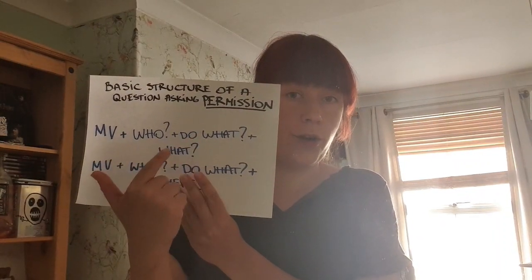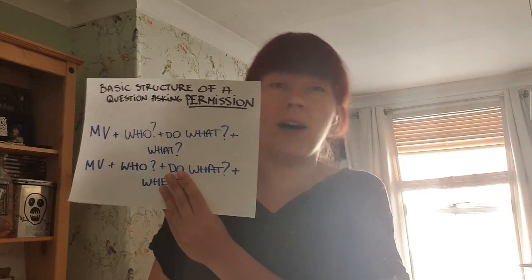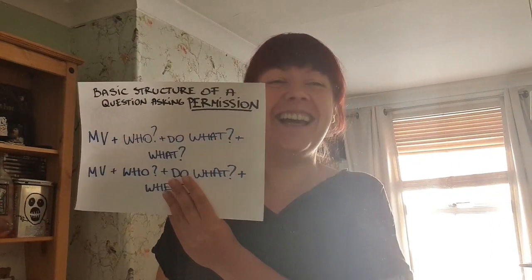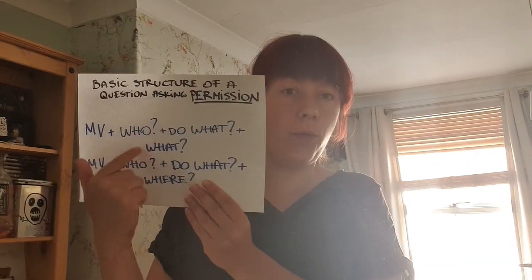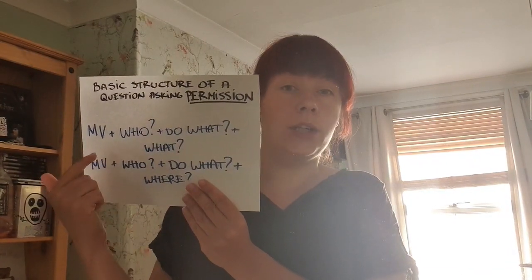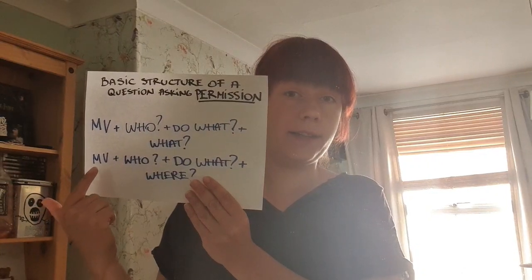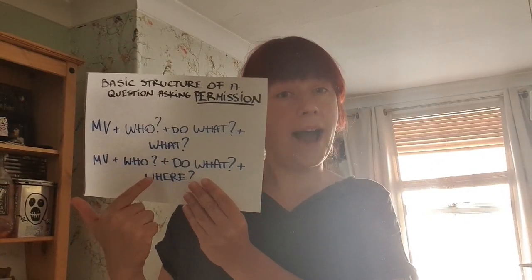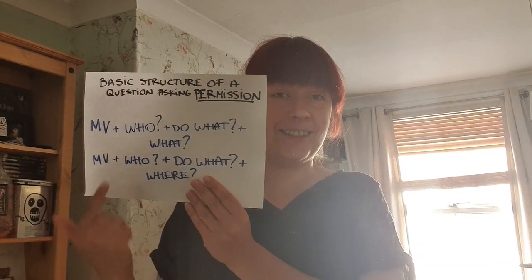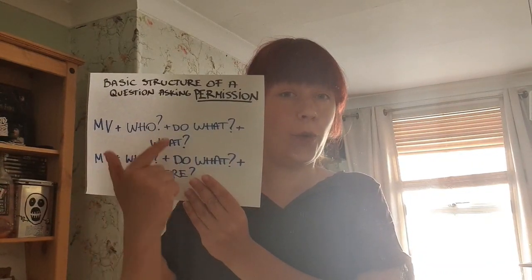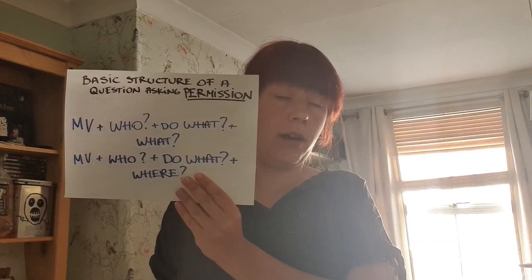So modal verb, could, who, I, do what, use, what, your phone. Could I use your phone? Who, do what, basically. Or if you swallow your T's like I do, it's who do what. But don't say that. That's not proper, that's not correct English. So could I use your phone? And here where you have what, it can be a noun or it can also be a pronoun. So may I use it? Okay. And then the second one is modal verb, who, do what, and where. So you could say, may I sit here? Who, do what, where. So that's your very basic structure for constructing a question asking permission.